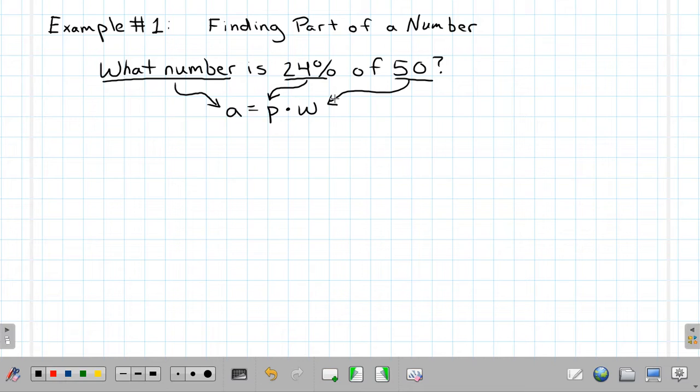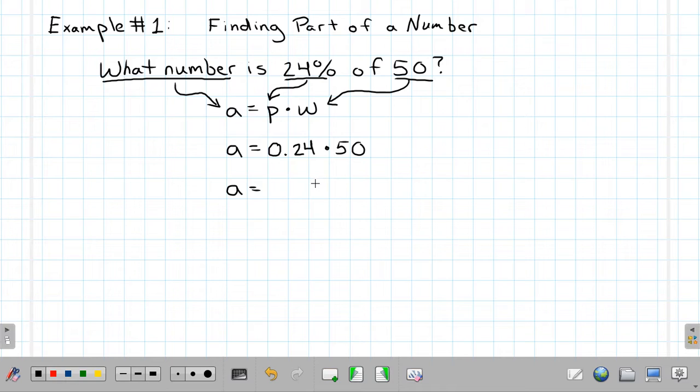So one way to think about it is the part is A, the whole is W, and then the percentage is just the percentage. So when we plug into our equation, we don't know what A is, so it's going to stay A, but we know the percentage is 24%. But once again, since we're plugging it into a formula, we have to write the percentage as a decimal, so 0.24, okay? And then times, well, we know the whole is 50. So in this case, A is going to be 0.24 times 50.